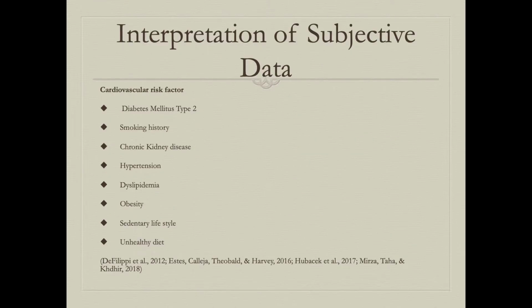Interpretation of subjective data. I'm only discussing modifiable risk factors of cardiovascular disease in this slide. According to the study done by Hubeck et al. in 2017, smoking history and diabetes are the 2 main risk factors associated with acute coronary syndrome. Obesity is a more prevalent risk factor in patients below the age of 40. Chronic kidney disease causing increase in cardiovascular morbidity and mortality has come to the forefront of public health now. Other risk factors include hypertension, dyslipidemia, poor exercise tolerance, and unhealthy diet.